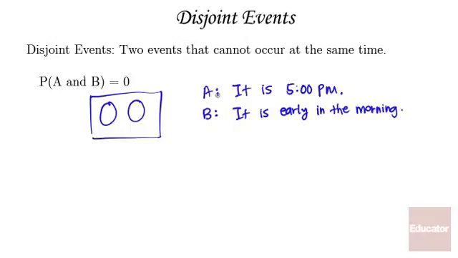Well, see how event A, the statement here, it is 5 p.m., and the statement B, it is early in the morning, they cannot occur at the same time, right? It's not possible for it to be 5 p.m. and for it to be early in the morning. So these two events would be disjoint. These are considered disjoint events because they cannot occur together.